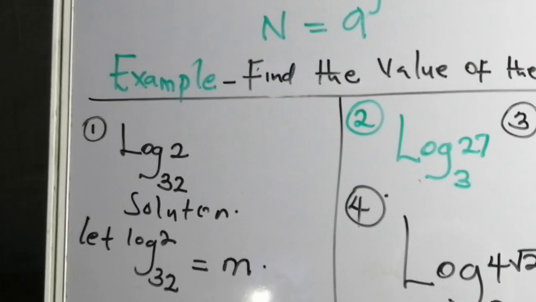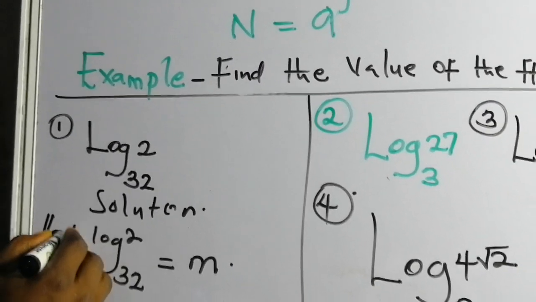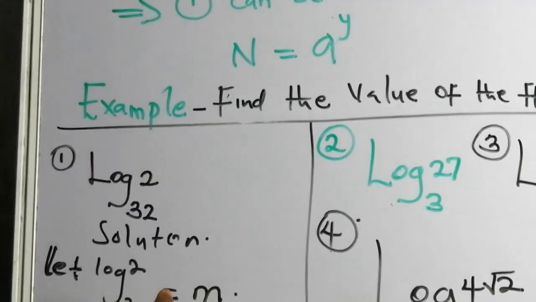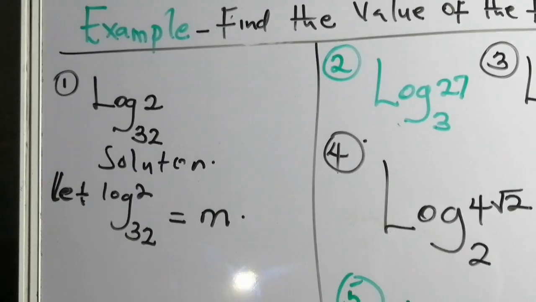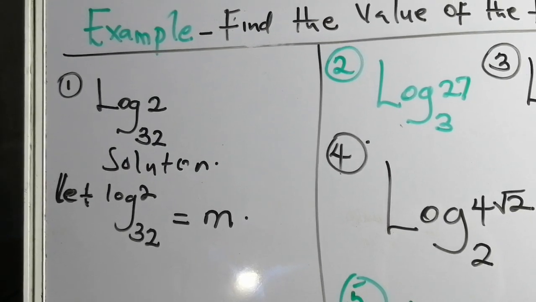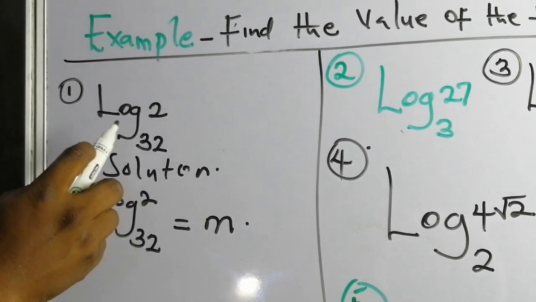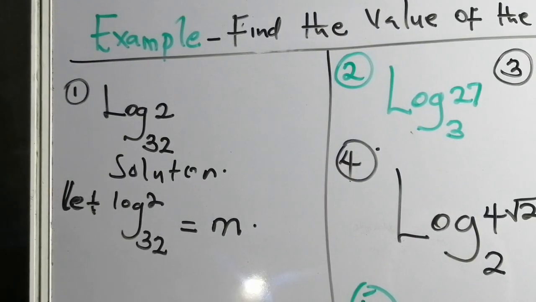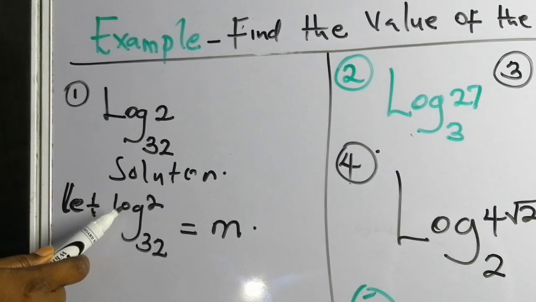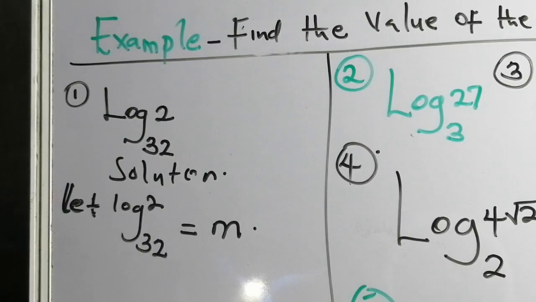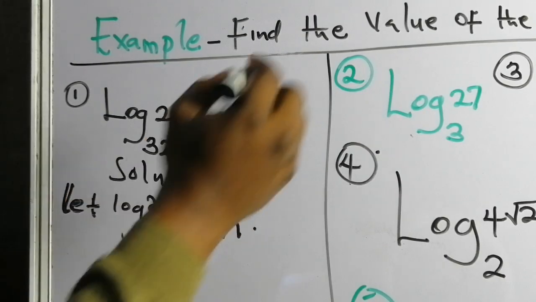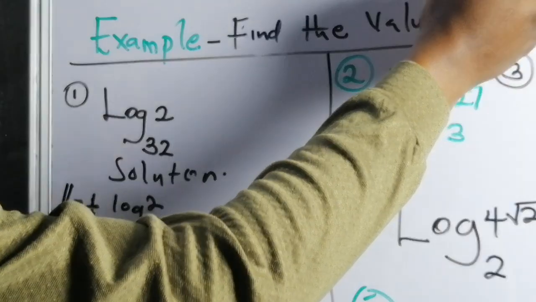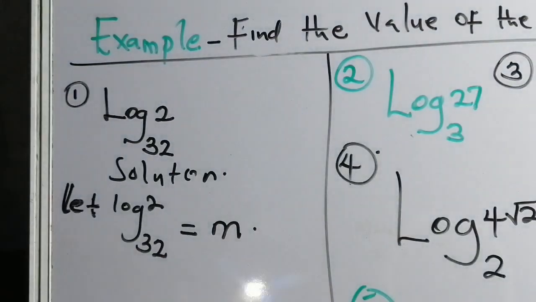So if log 2 base 32 is equal to M, the next thing for me to do is to get the value of M. That's what they mean by this question: find the value of log 2 base 32. So I'm assuming that the value of log 2 base 32 is equal to M. How do I get it? All you need to do is make reference to this equation, which is equation 2.